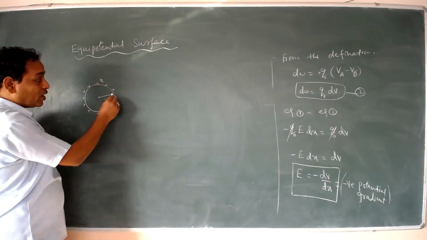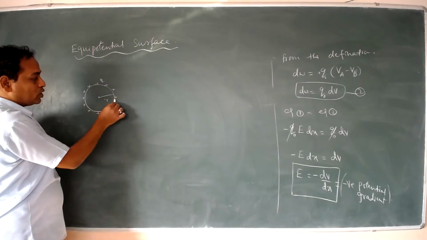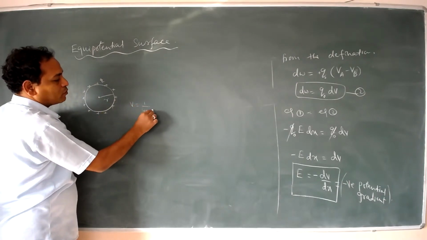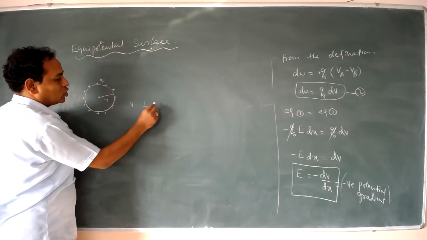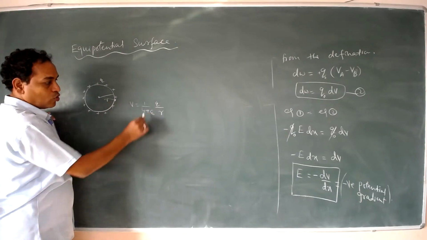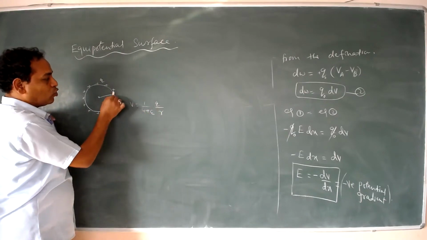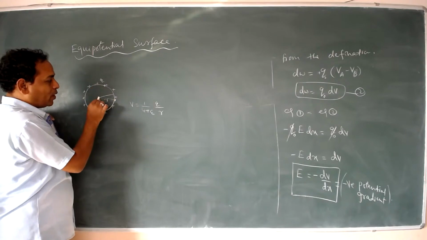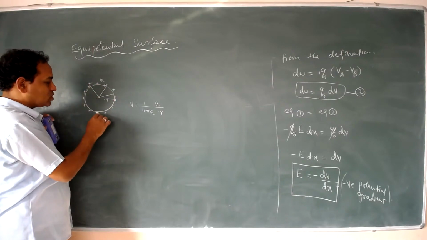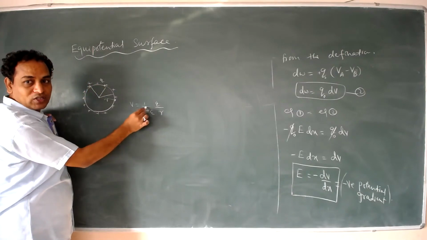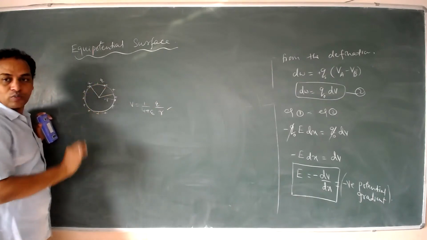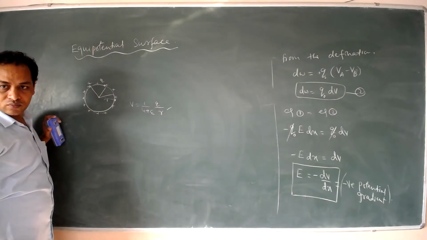Therefore, what does the potential at this point mean? At this point, the potential will be V is equal to 1 by 4 pi epsilon naught into the charge q, by the distance, which is r. So 1 by 4 pi epsilon naught q by r. If you go to this point, this is also q by r. If you go to this point, this is also q by r. So this surface on which the potential is the same, that is, this much potential if you find on every point on the surface, such a surface is said to be an equipotential surface.